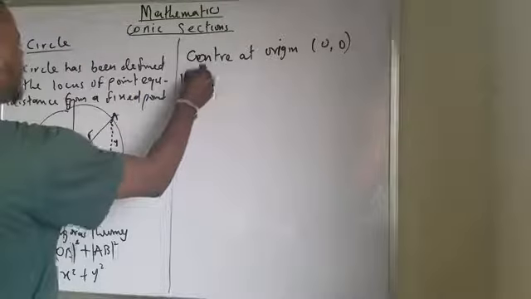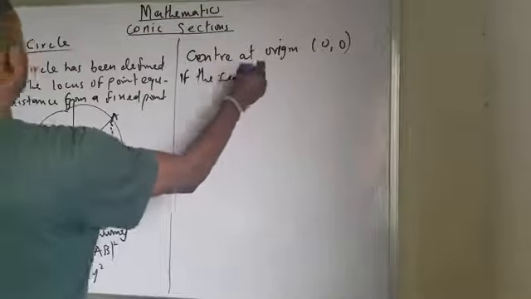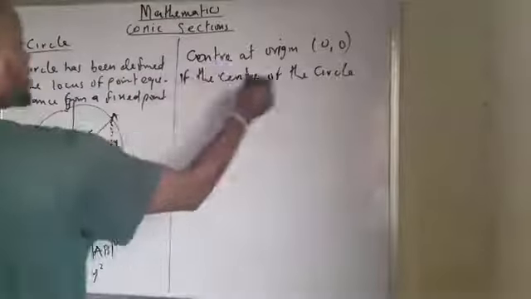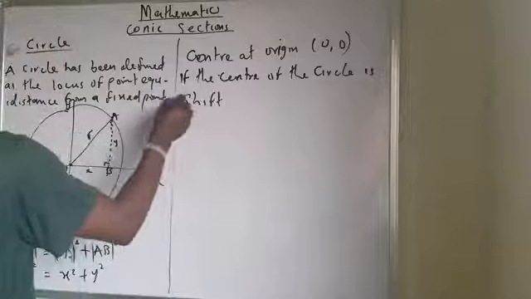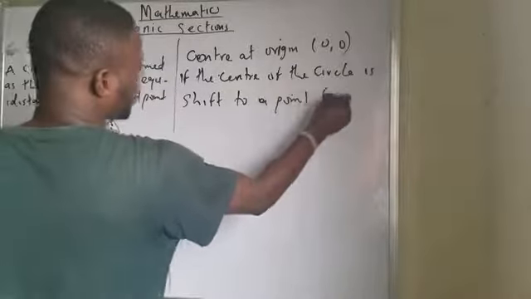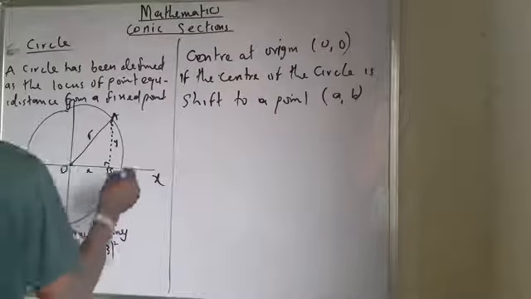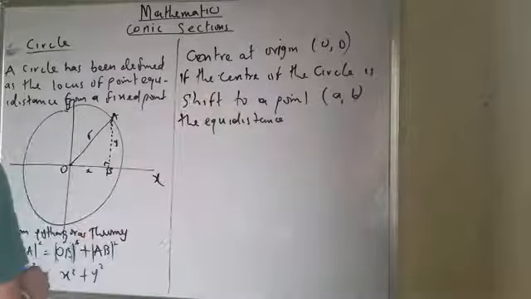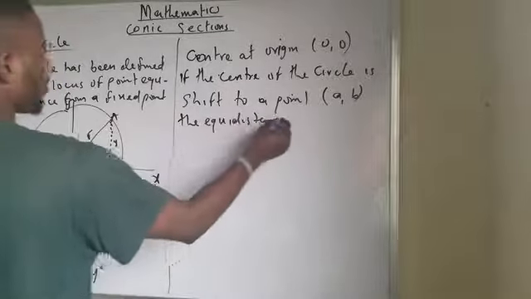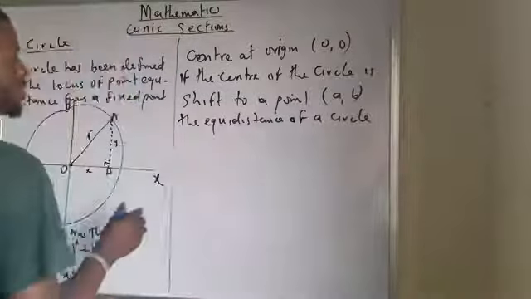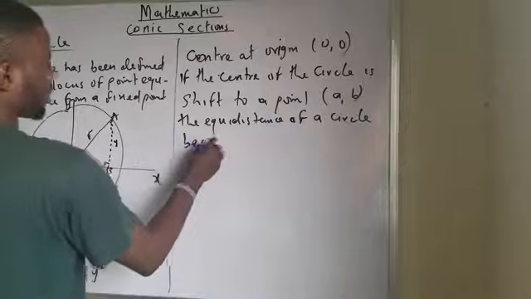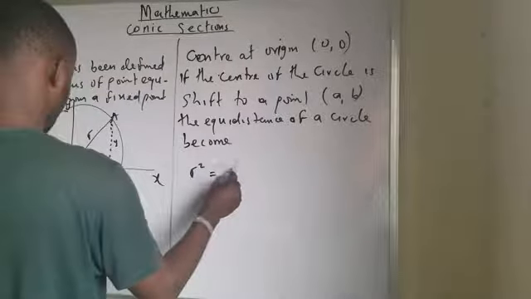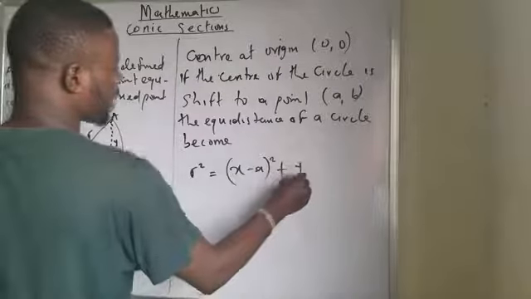Now when the story changes, if the center of the circle shifts to a point (a, b), the equal distance equation of a circle becomes, sorry, I'm not a very good Englishman, becomes r squared equals (x minus a) squared plus (y minus b) squared.